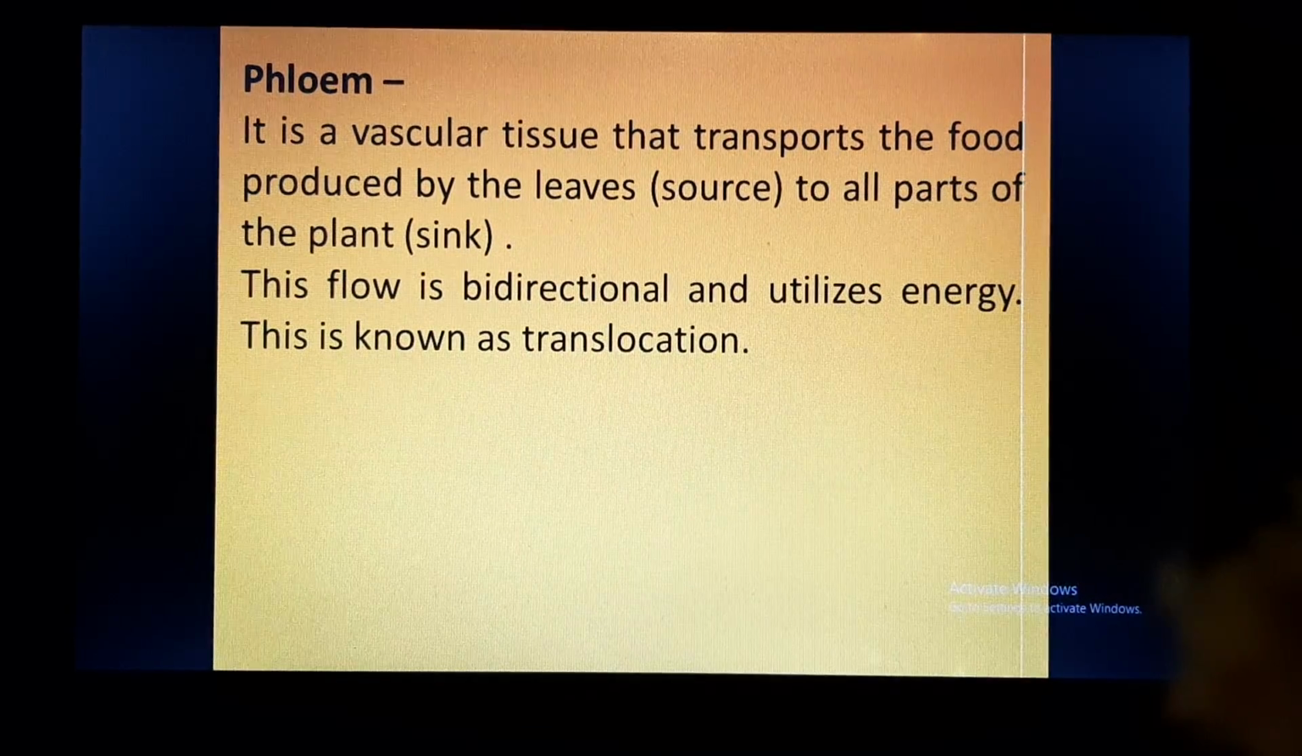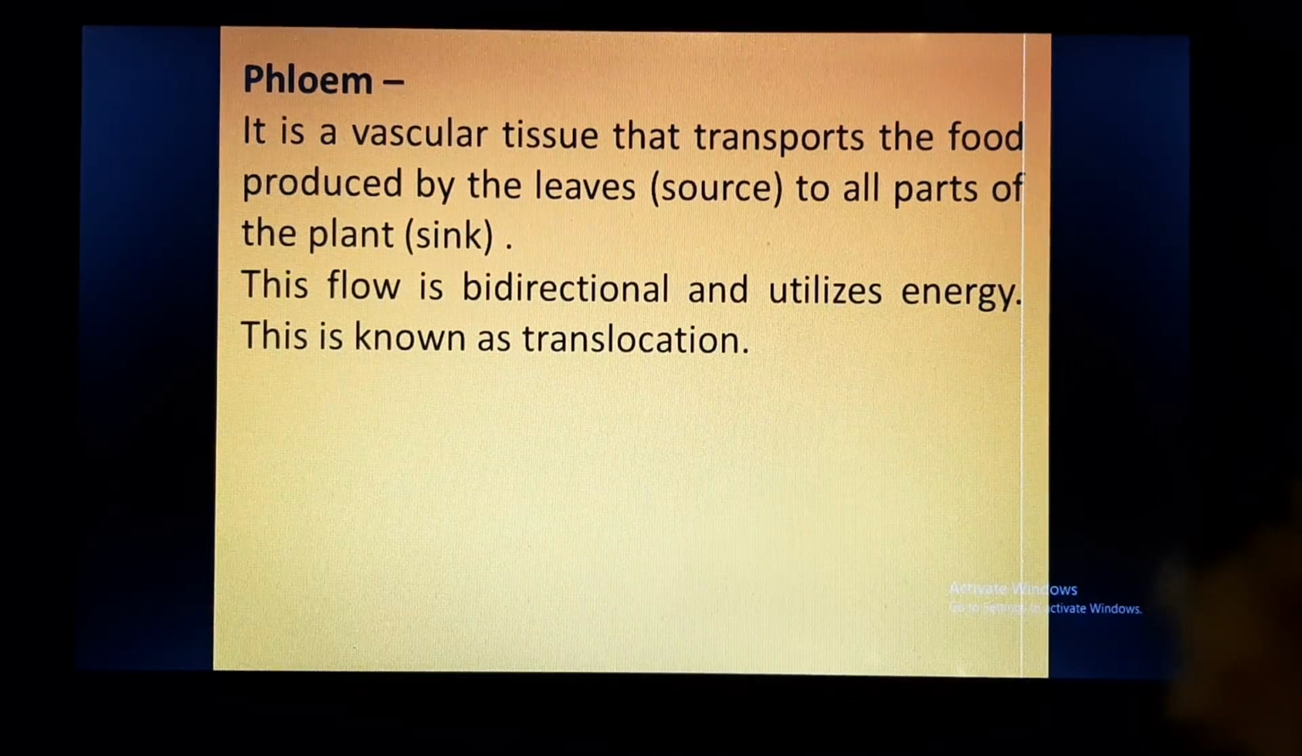So you can say that plants have two types of vascular tissue, one is xylem, one is phloem. Xylem transports water and minerals, whereas phloem transports food. Water is absorbed by the roots and it should be sent to the upper part of the body. Therefore the flow is unidirectional and energy is not required because the water is rising through capillary action.